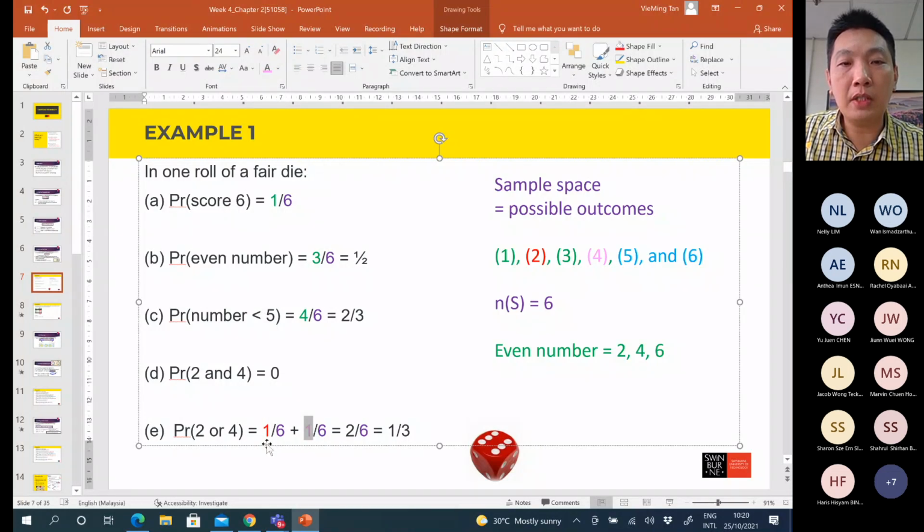So sum up these two numbers. This one is for score 2 probability. This one is for score 4 probability. Because the denominators are the same, 6, you can combine. You can use a calculator to get the answer directly. 1/6 plus 1/6, so the answer is 1/3.